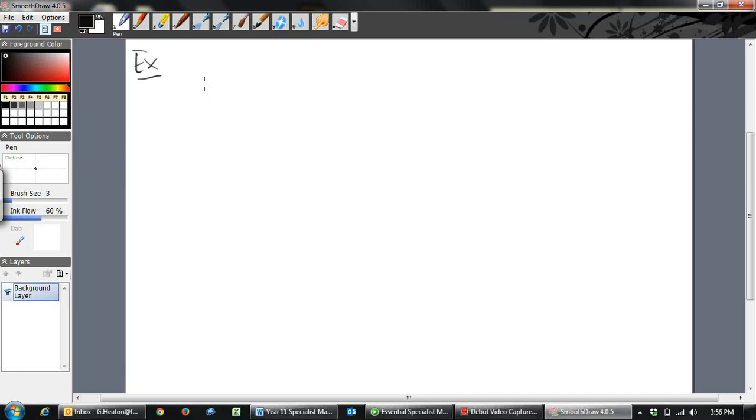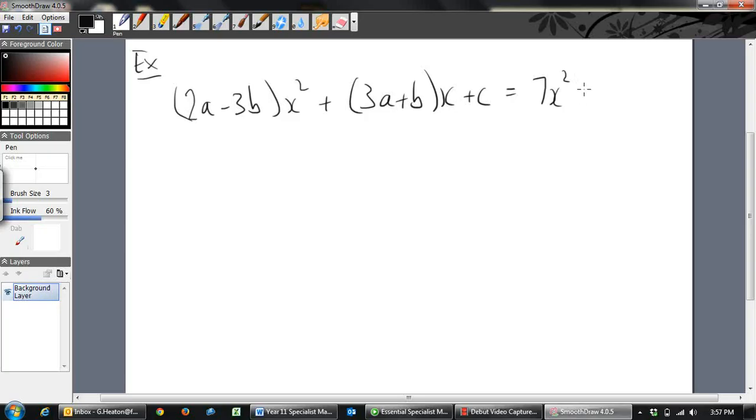Okay, let's have a look at something a bit more interesting. Something like this. So (2a minus 3b)x squared plus (3a plus b)x plus c equals 7x squared plus 5x plus 7. Now we want to find the values of a, b and c.